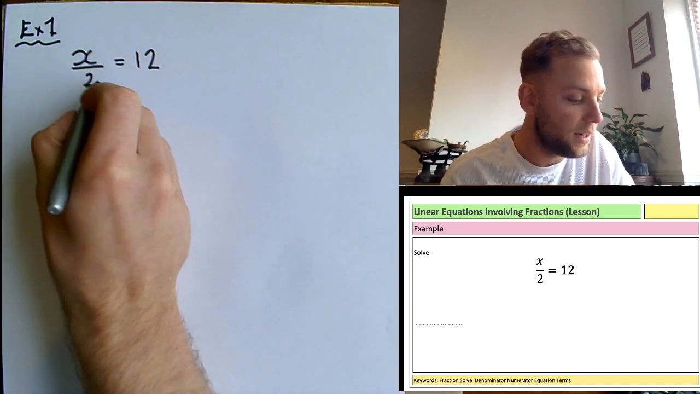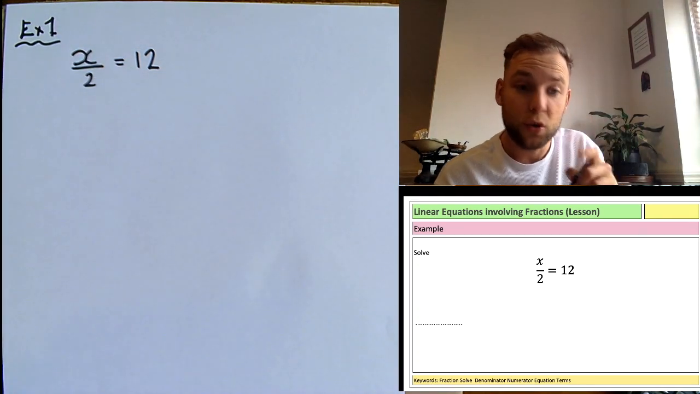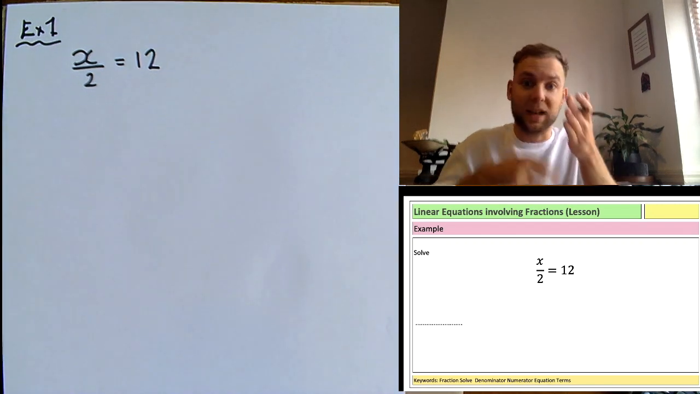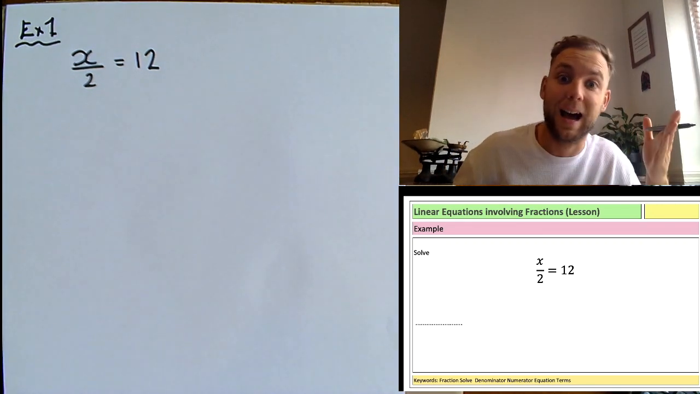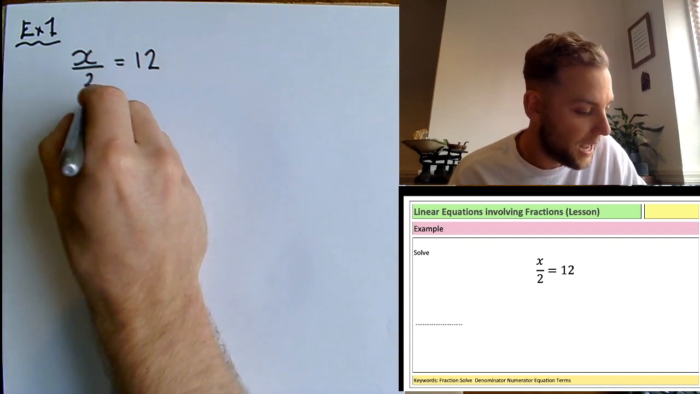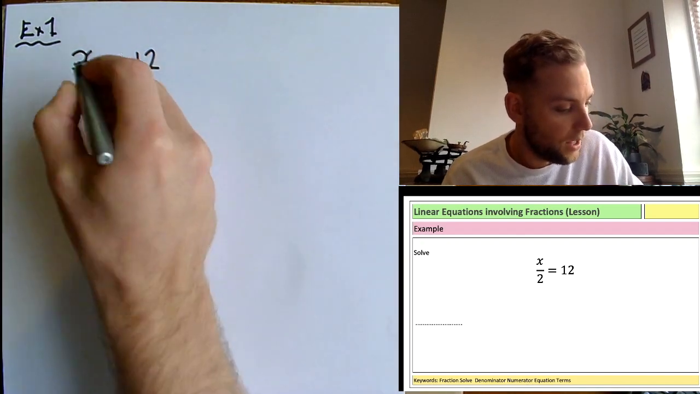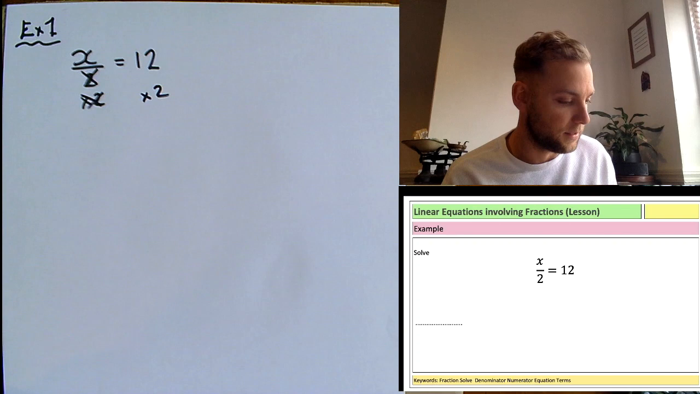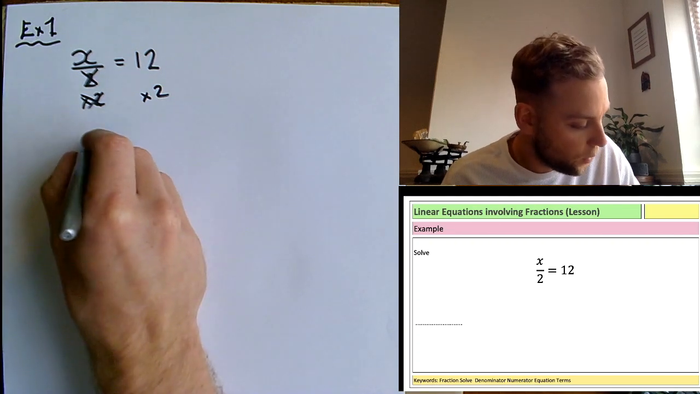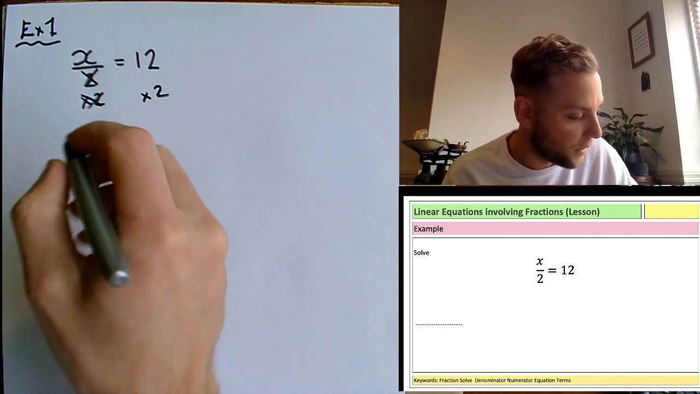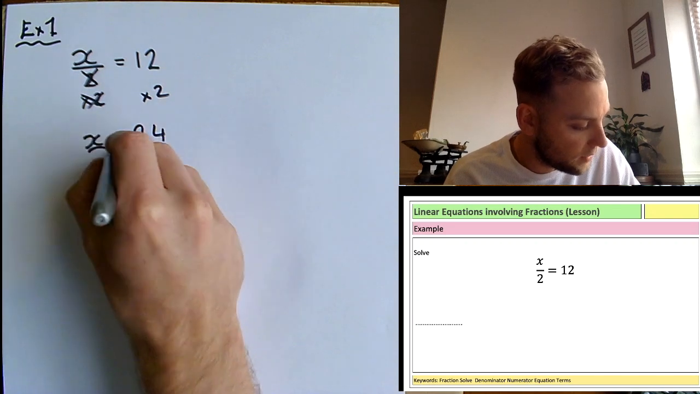Now I need to get rid of this divided by 2. To get rid of a divide by 2, I'm going to be timesing by 2. So I'm going to be timesing by 2, timesing by 2. That will get rid of this divided by 2. So you end up with x is equal to 12 times by 2, which is equal to 24.